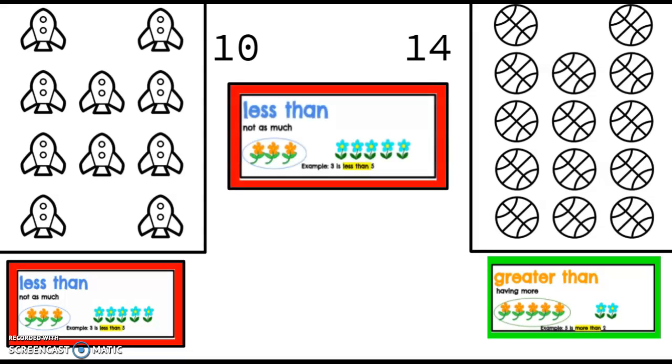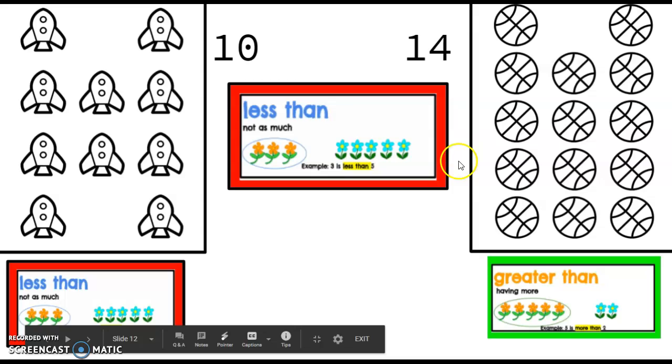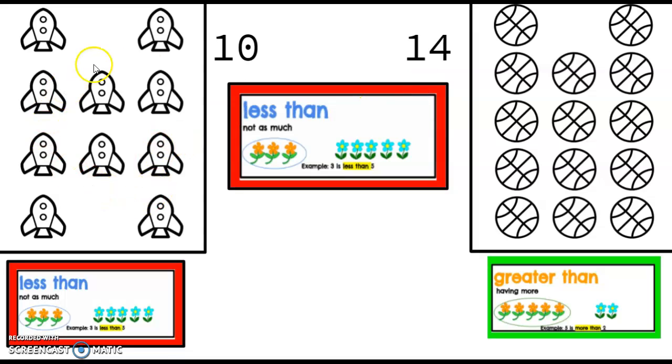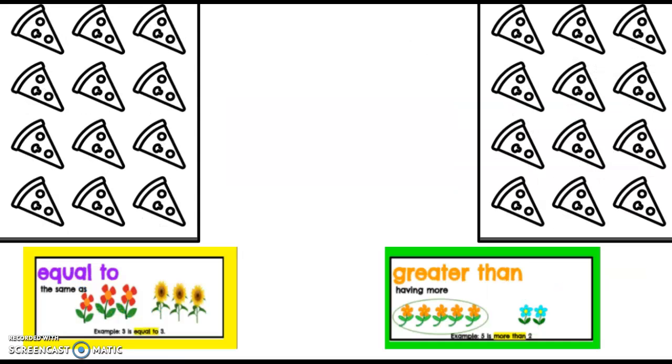We should use less than. Yes, because there are not as many rocket ships as there are basketballs. So we would say the rocket ships are less than the basketballs. Awesome. If you said less than, kiss your brain. You were correct. Awesome. All right, one more.